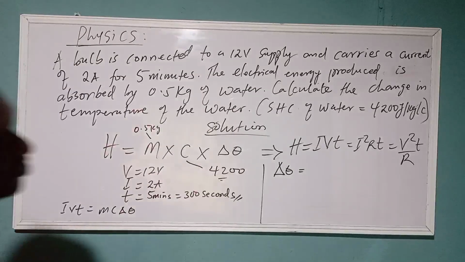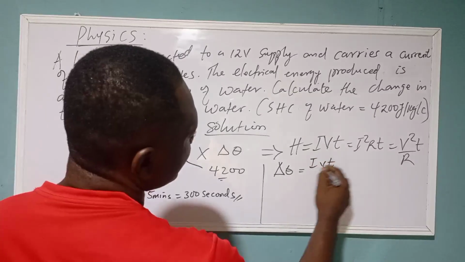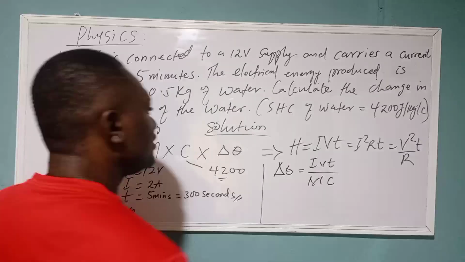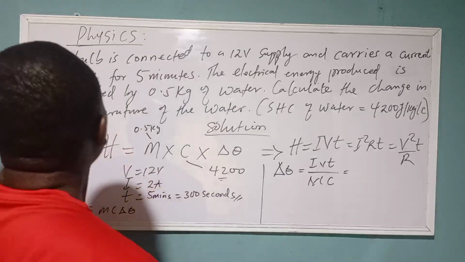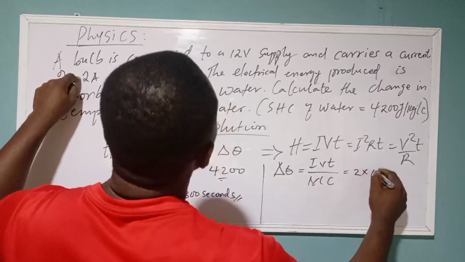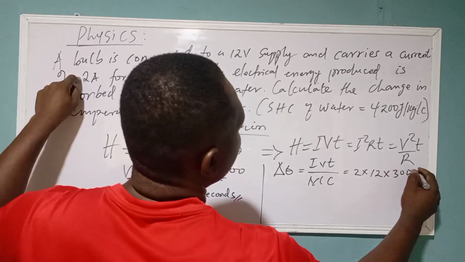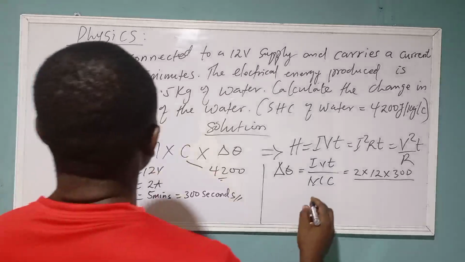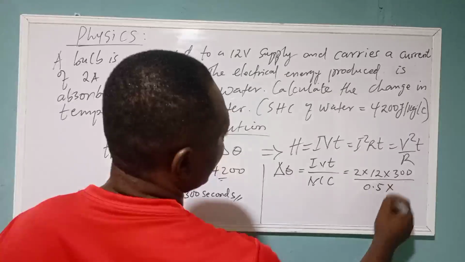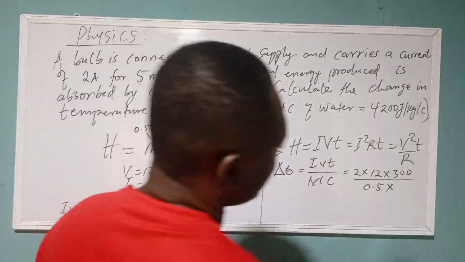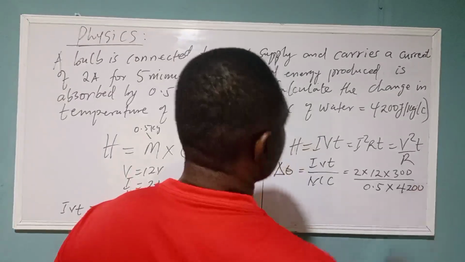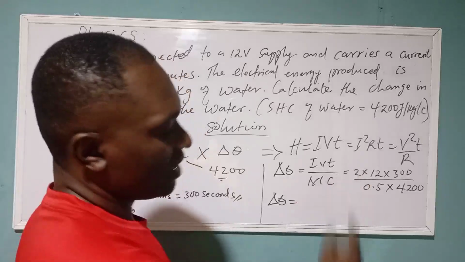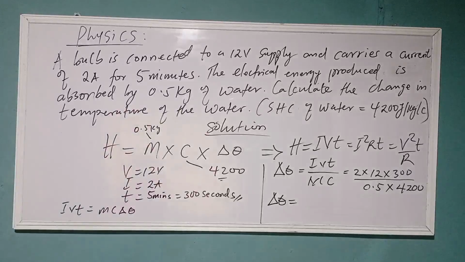Then you're going to have IVT divided by mc. So what is our I? Our I is 2, our V is 12, our T is 300, dividing this value by mass, 0.5, times specific heat capacity of water, 4,200. Okay, so we have change in theta equal to, so let's use our calculator and multiply this value as fast as we can.